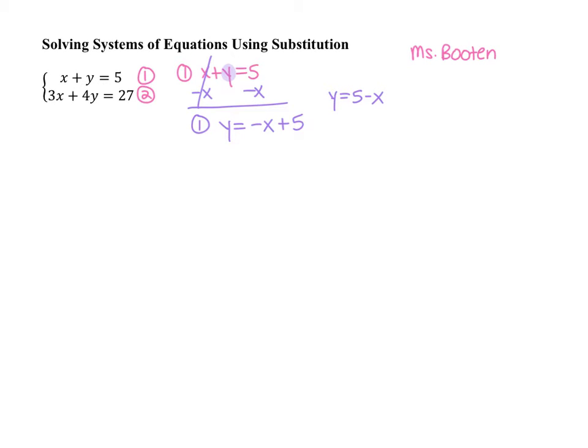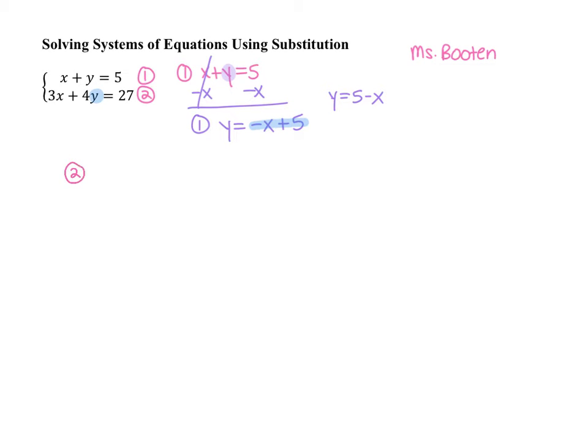Okay, now that we have one of the equations solved for one of the variables, now I can do my substitution. Since y is equal to negative x plus 5, I'm going to substitute in negative x plus 5 for y into the second equation. Remember, don't plug an equation into itself, so we wouldn't plug this one into equation 1 again. We have to do equation 1 into equation 2. So let's plug it in.